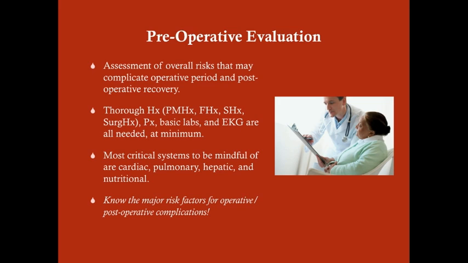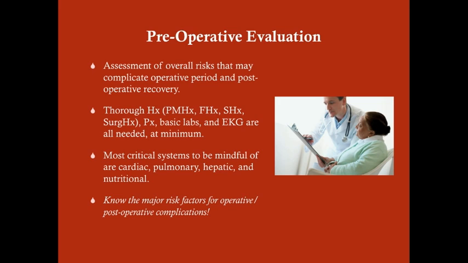During the preoperative evaluation, what it consists of is a thorough history, which includes a past medical history, a family history, a social history, and a surgical history, a thorough physical, basic labs, which at least include CBC and CMP, and an EKG are all needed on all patients at a minimum. Some patients will have more labs done, but at a very minimum, we're going to be getting a CBC, CMP, and EKG on all patients in addition to a history and physical.